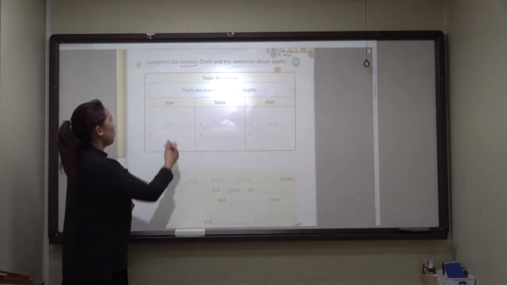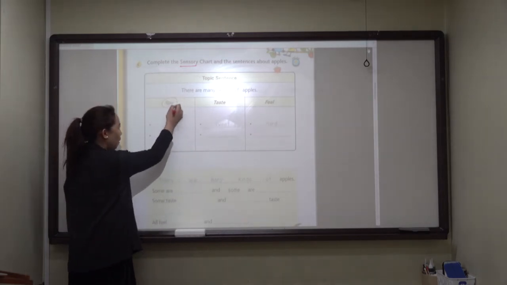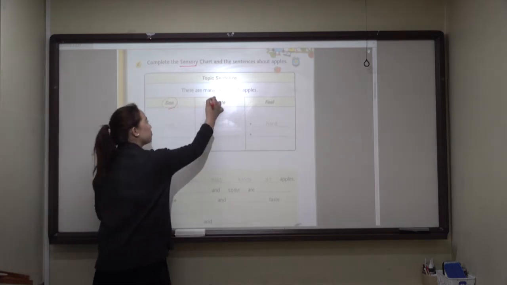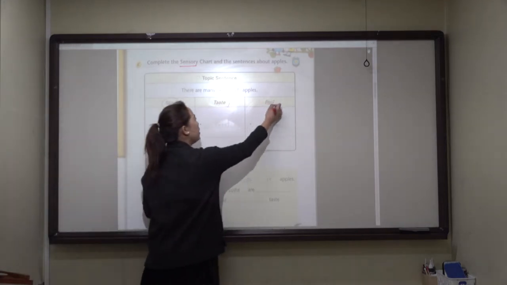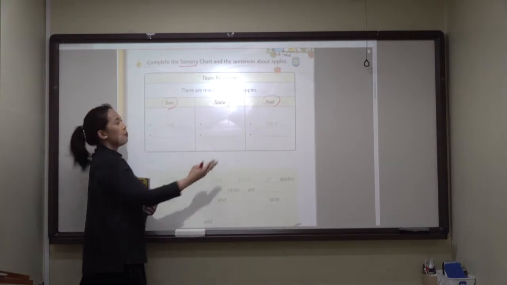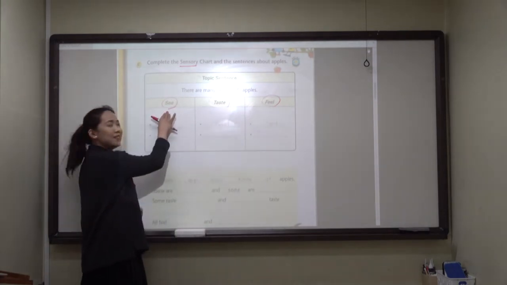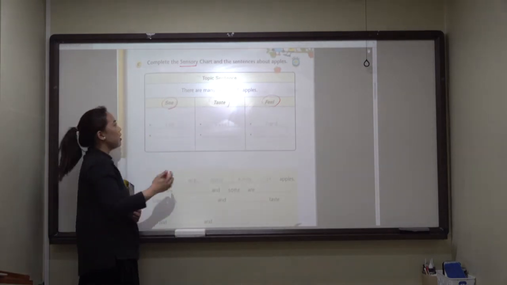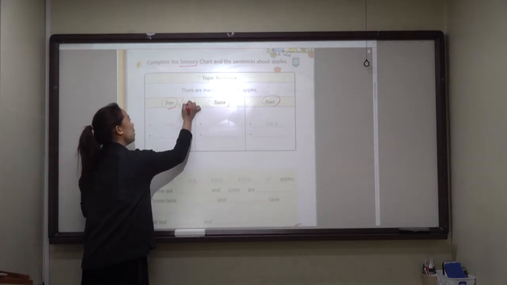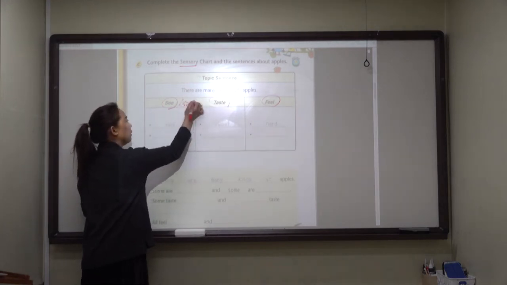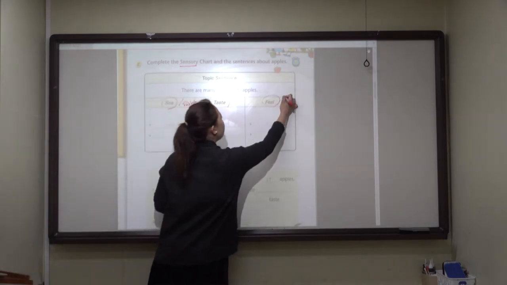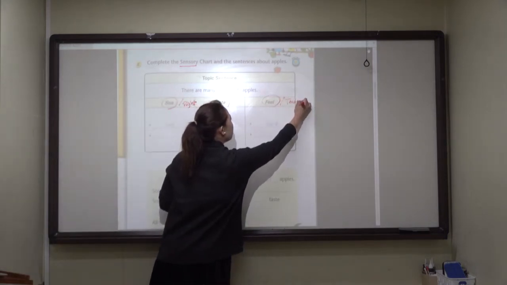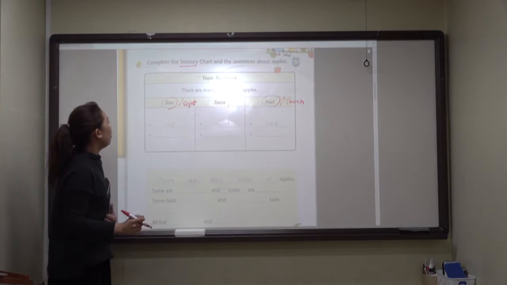Very good. So in here you can see, taste, and feel. It could be feel or touch and see or sight. I write it here, sense of sight, and then feel or touch, sense of touch. Okay, let's answer here.